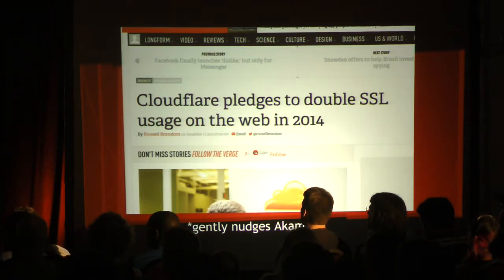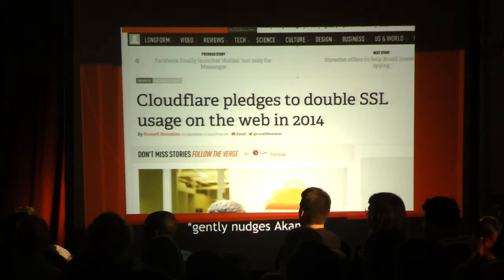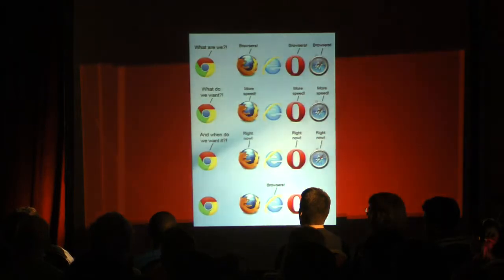And moreover, if Cloudflare does this, perhaps we can get Akamai to do the same and say, Akamai, you've been using your excuses long enough. Look, Cloudflare is offering SSL to everyone, even free customers. Why aren't you going to do the same? Once we get CDNs on board, that will be really awesome.